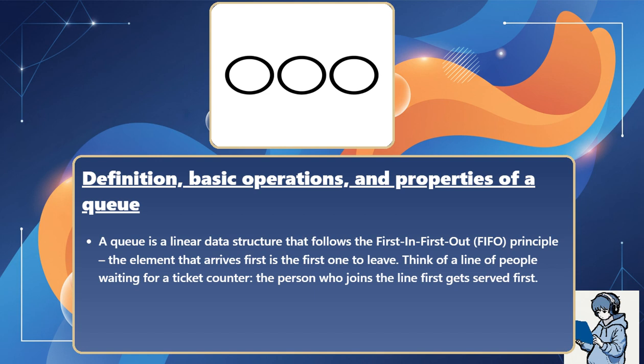A queue is a linear data structure that follows the first-in, first-out principle. The element that arrives first is the first one to leave. Think of a line of people waiting for a ticket counter. The person who joins the line first gets served first.